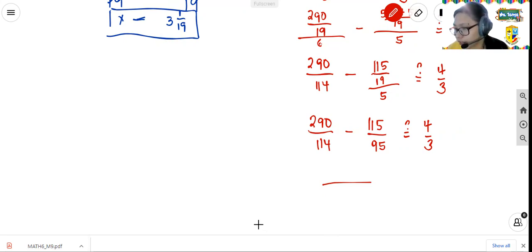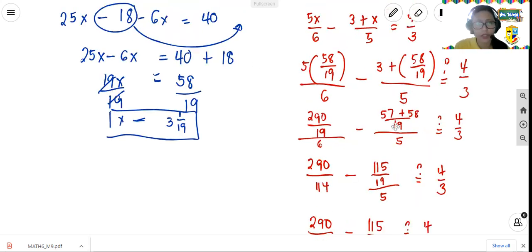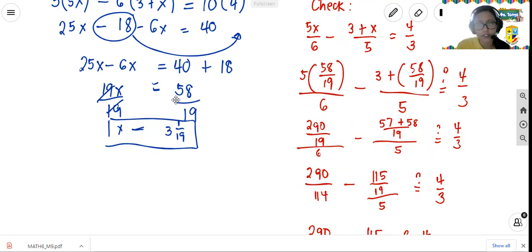And 95. Yeah, it would give us 4/3. Okay, 4/3 is equal to 4/3. Okay, so this is our answer. So our answer is x is 58 over 19, or x is equal to 3 and 1 over 19.